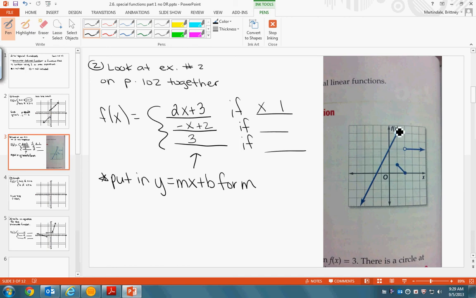Is that open or closed? Open. Left or right? Left. So it's 2x plus 3 if x is less than 1.